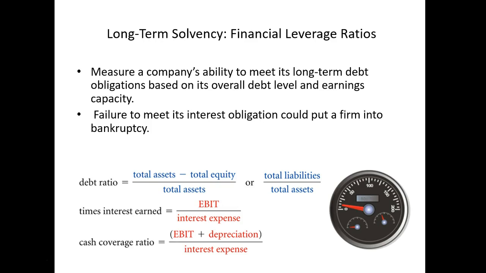Sometimes some companies will look at what's called the cash coverage ratio, which is EBIT plus depreciation divided by interest expense. So overall, typically companies will use the debt ratio and the times interest earned, just to get a feel for how they are doing for long-term solvency.